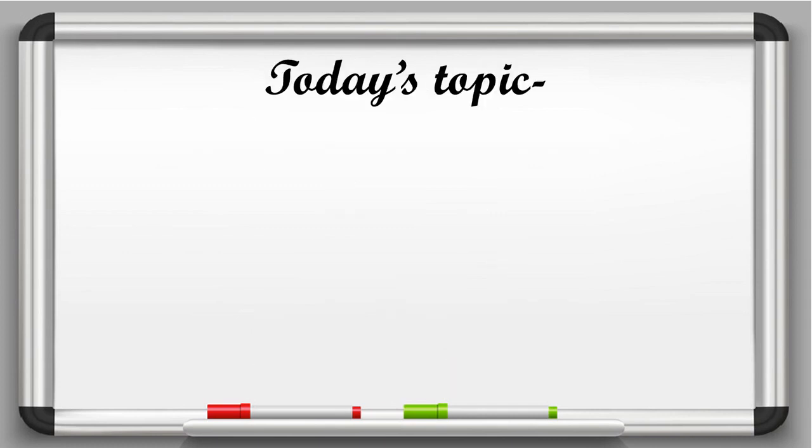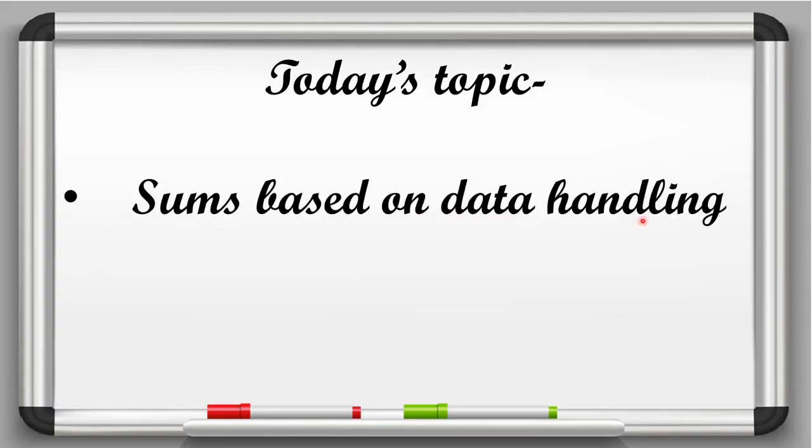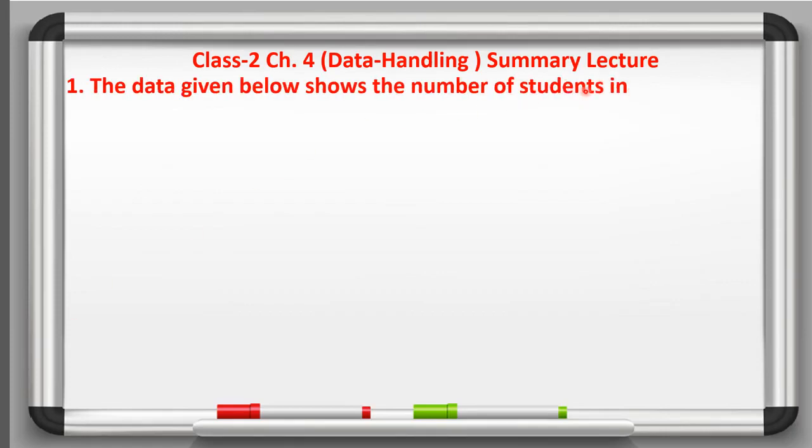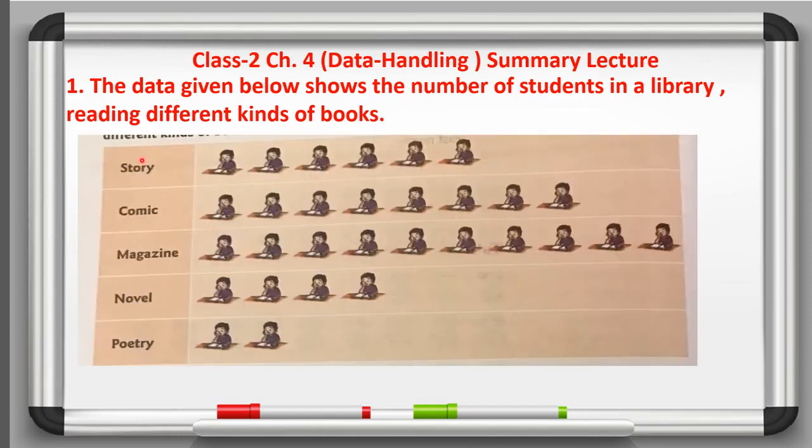Today's topic is extra sums based on data handling. Now in question number 1, the data given below shows the number of students in a library reading different kinds of books. So here we have given this data. There are some books: storybook, comic, magazine, novel and poetry, and these are the students. Okay, so now beta, we have to give the answers of the following questions based on this given data.